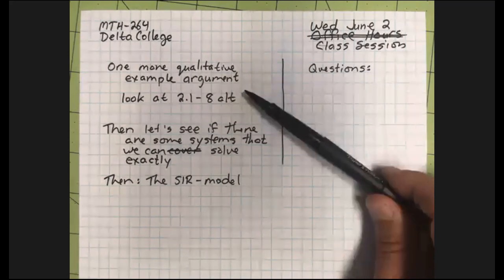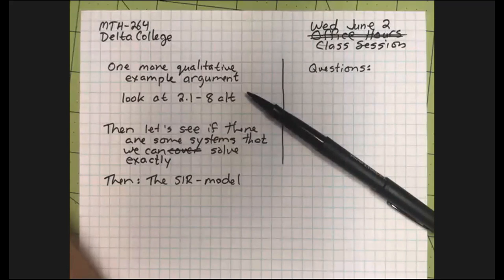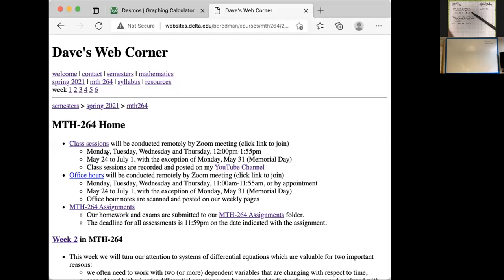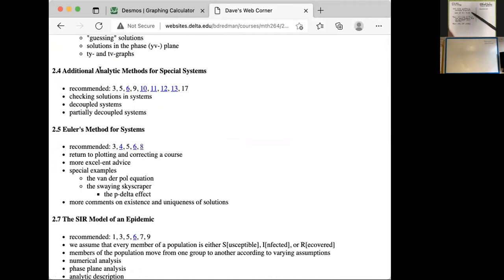And so in chapter 5, in the section on our website, if you're looking at our list of sections, 2.4. Let me share that page with you. We talk about analytic methods for special systems. So your takeaway right now is systems are really complicated. But there are some systems I can do with my bare hands. That's the point they want to bring to you in the analytic methods for special systems.